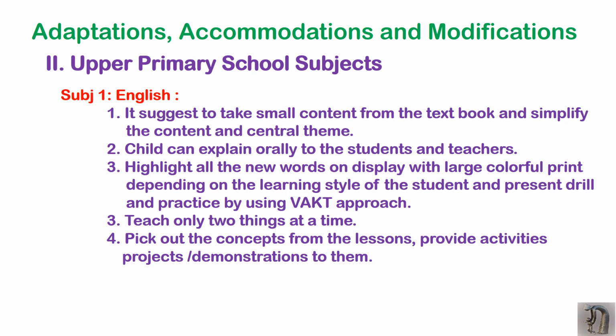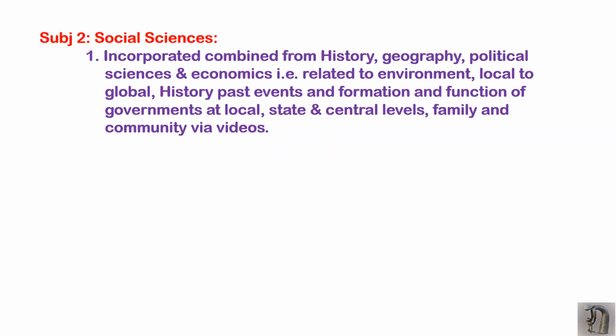Pick out the concept from the lesson which you are teaching, and provide activities and projects, and demonstrate to them. Give experimentation. Then in social science, incorporate the combined form, like you have to link history, geography, and political science, because social science is a huge, broad subject. So you need to relate it to real life experiences, to what's happening. This is how you can do adaptation.